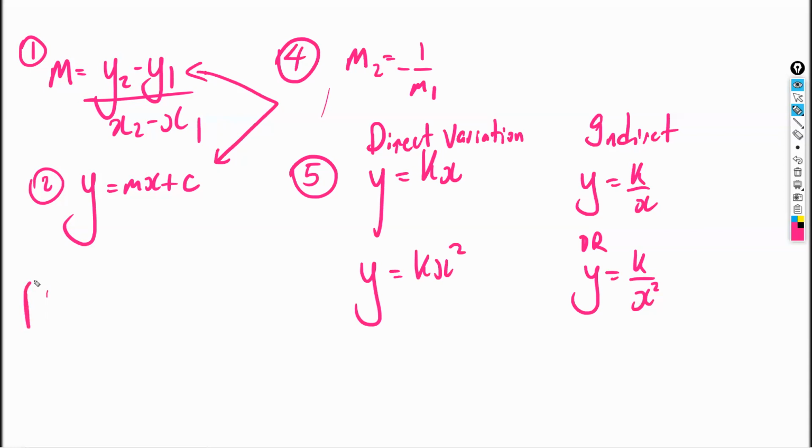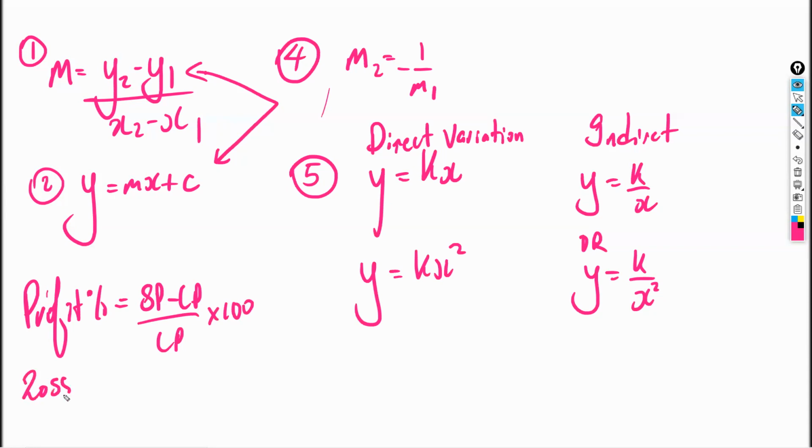The profit percentage formula I just talked about as well. Profit percentage is selling price minus cost price over the cost price times 100. Same thing with the loss percentage. It's the opposite: CP minus SP over CP times 100. You need to know that just in case.